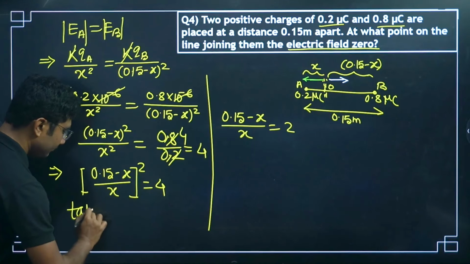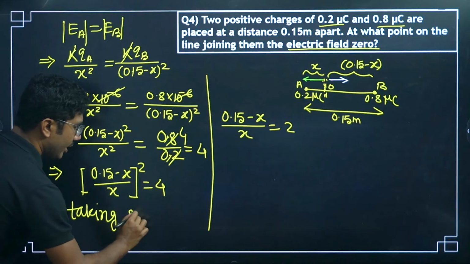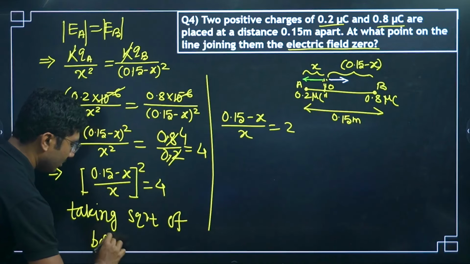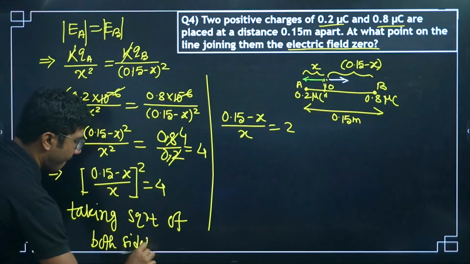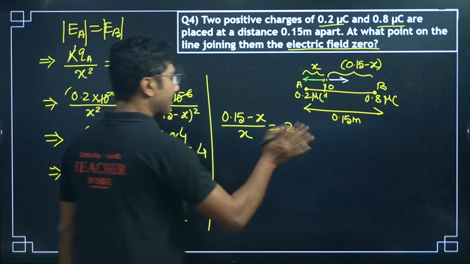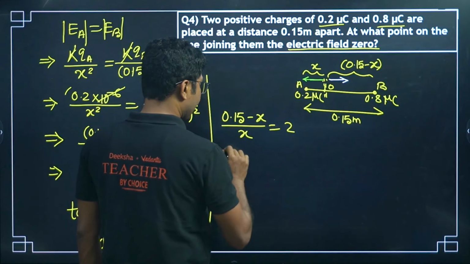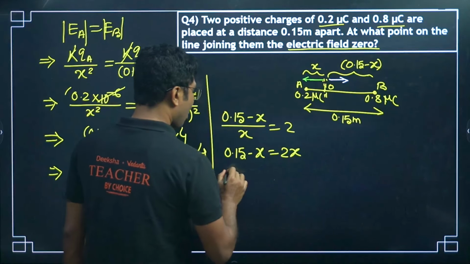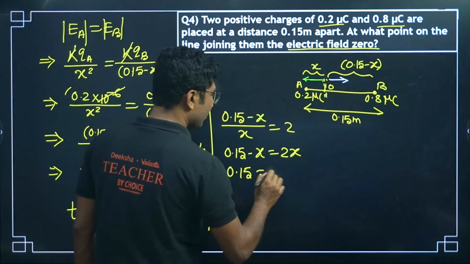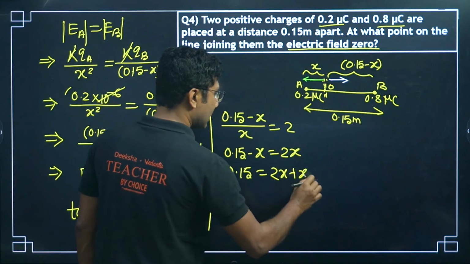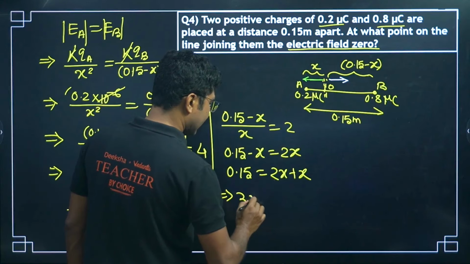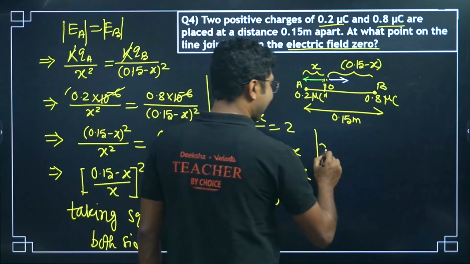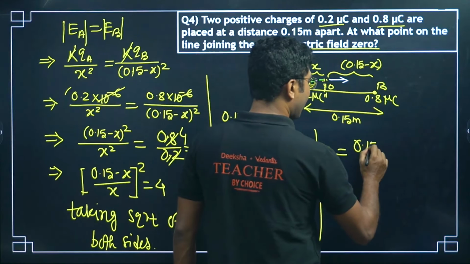Taking the square root of both sides, right. So now it is only about simplification. So 0.15 minus x equals 2 into x, or 0.15 equals 2x plus x, or 3x equals 0.15, or x equals 0.15 by 3.